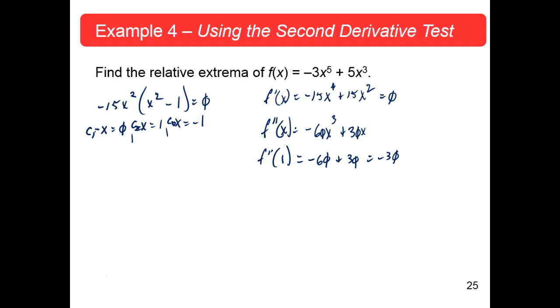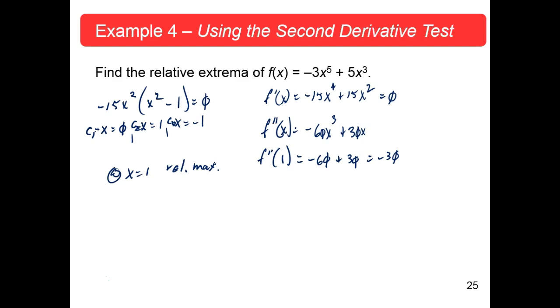If it's going down around x equal 1, and that's your critical value, meaning your first derivative is 0 there, that must be a maximum. Okay. So, at x equal 1, we have a relative maximum.